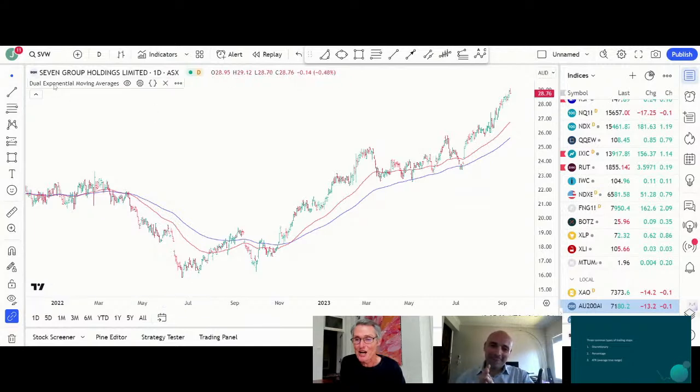All right, so I've got a chart of Seven Group Holdings. I'm using this because it's a good current example of how you might use a discretionary stop. And what's interesting with this chart is that you can see the stock is in a big upward trend, which is quite contrary to what the overall ASX 200 or the All Ordinaries is doing, which has been stuck in a range for the last 6 months. So it just goes to show not every stock does what the market's doing.